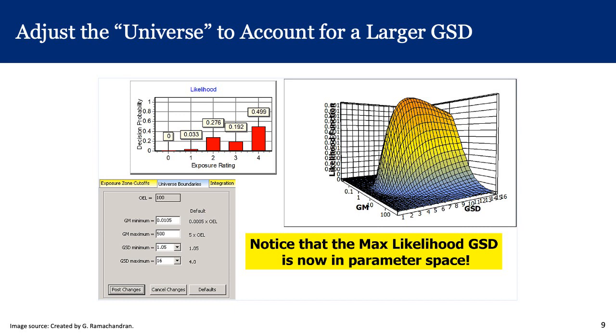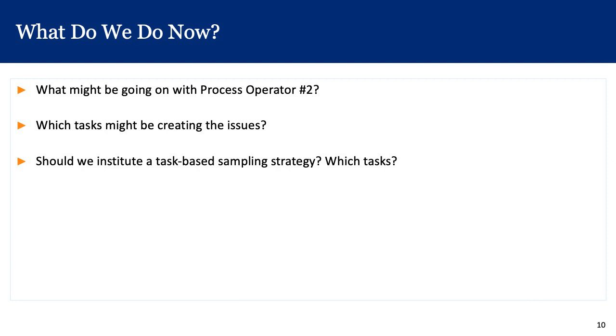So again, in this example, we had to go into the software, to the parameter space for the universe, and in the universe boundaries tab, we looked at the GSD max on the bottom of the right-hand side of this slide and set it to 16. So what might be going on with process operator number 2, and which tasks might be creating these issues? Should we institute a task-based sampling strategy, and which tasks? So you can see these are the questions that the Bayesian decision analysis prompts us to consider.